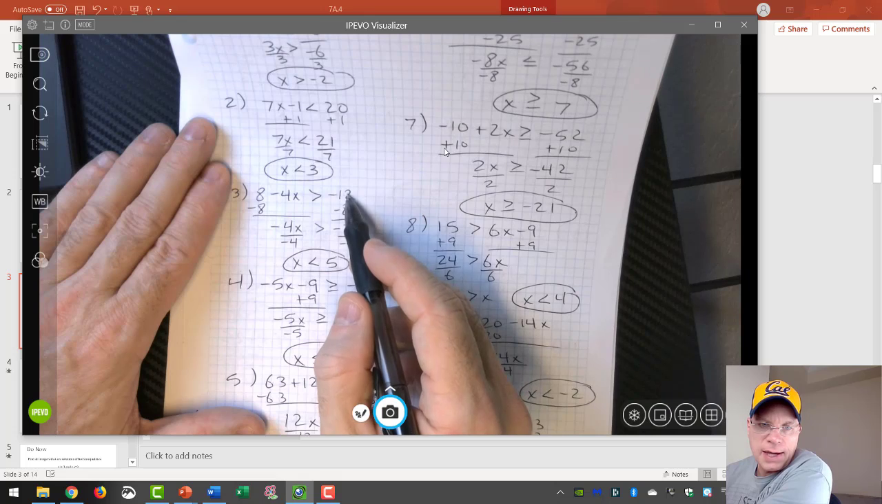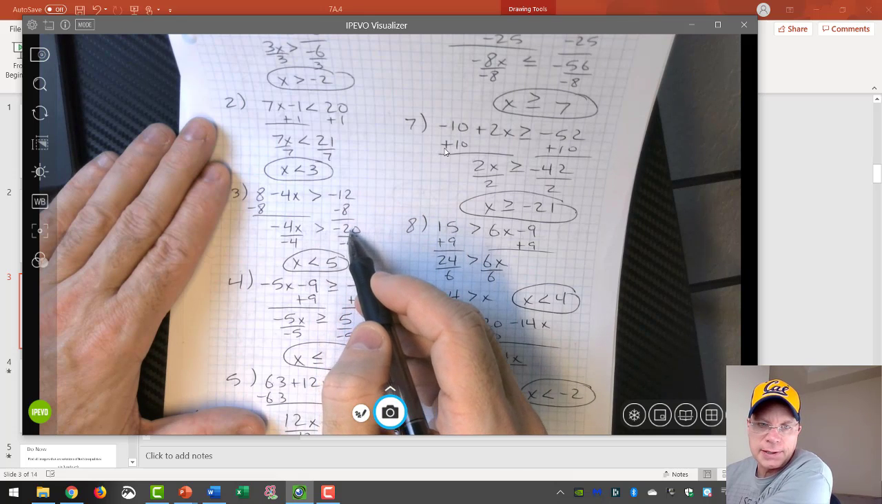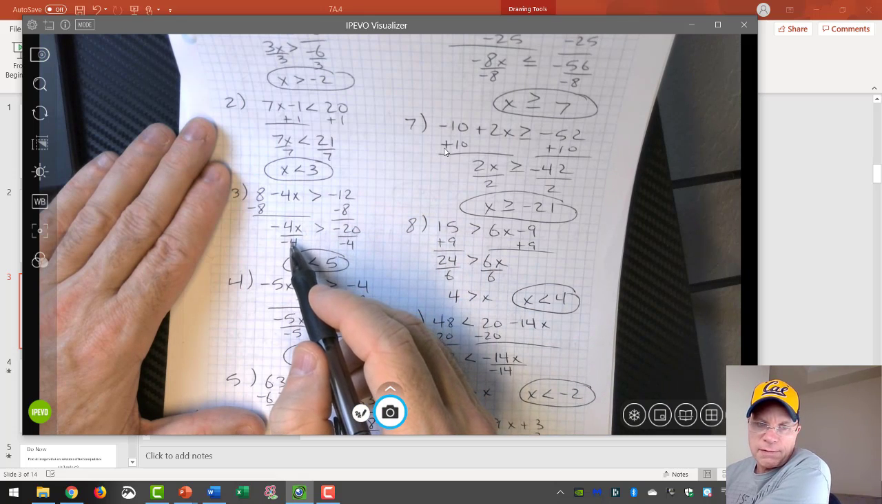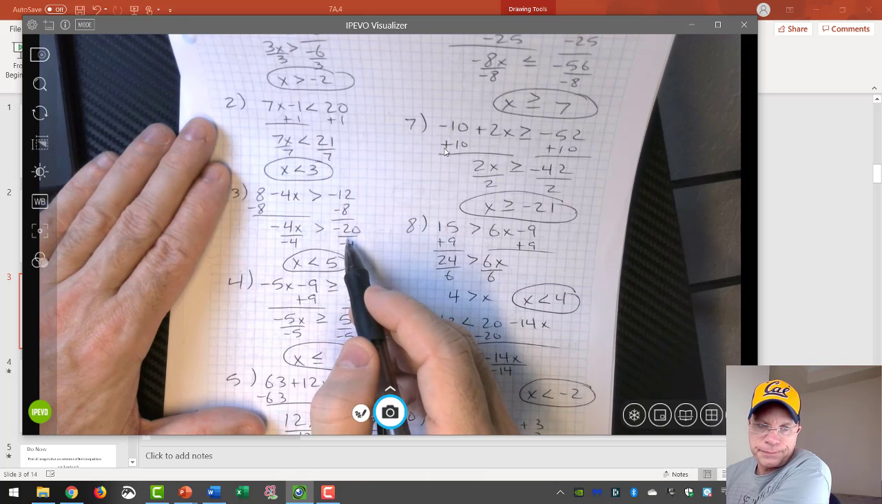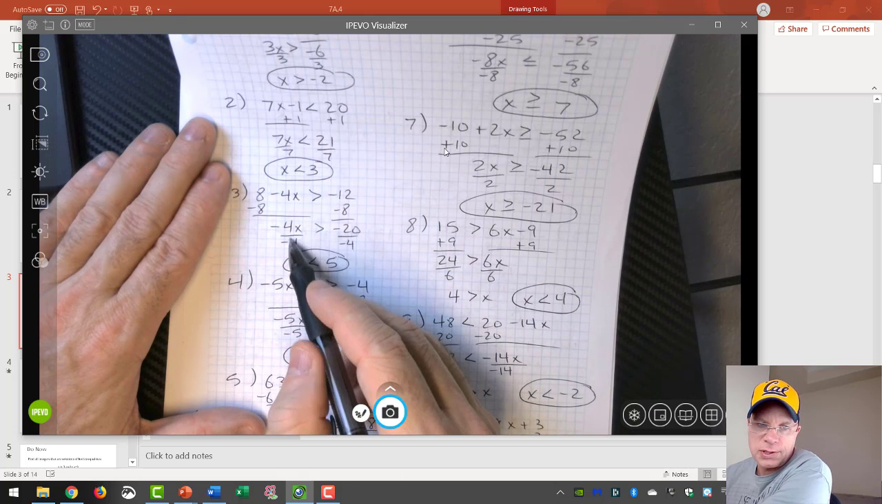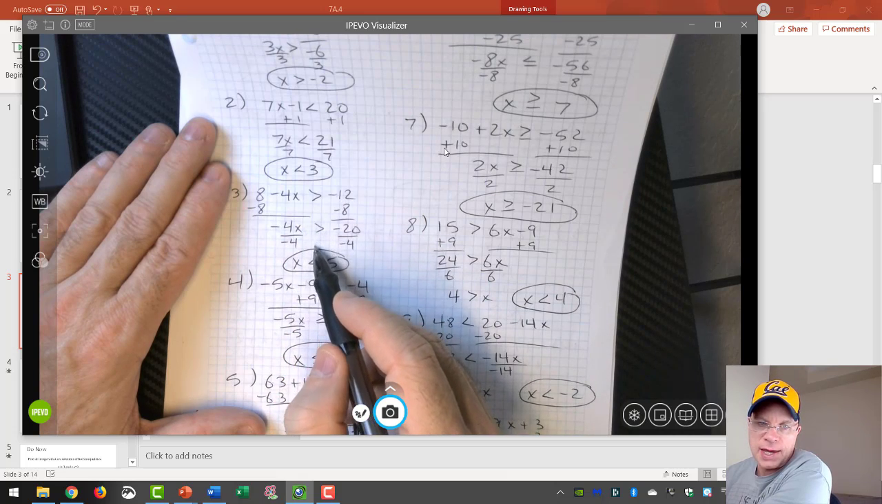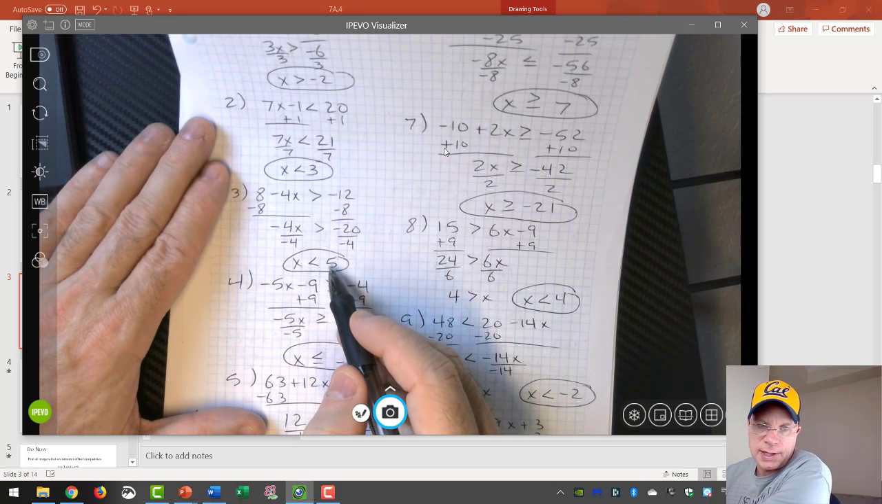On the other side, negative 12 minus 8 is negative 20. When we divide both sides by negative 4, to get rid of this coefficient, to turn the coefficient of x into 1, we're dividing both sides by a negative, so we have to reverse that inequality symbol. Greater than becomes less than. So x is less than 5.